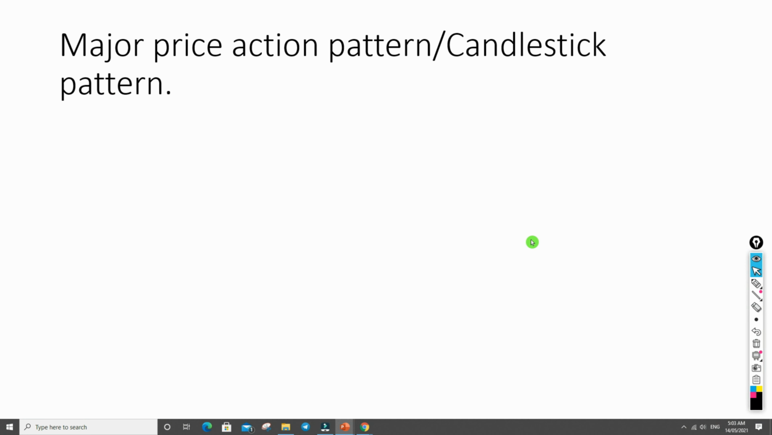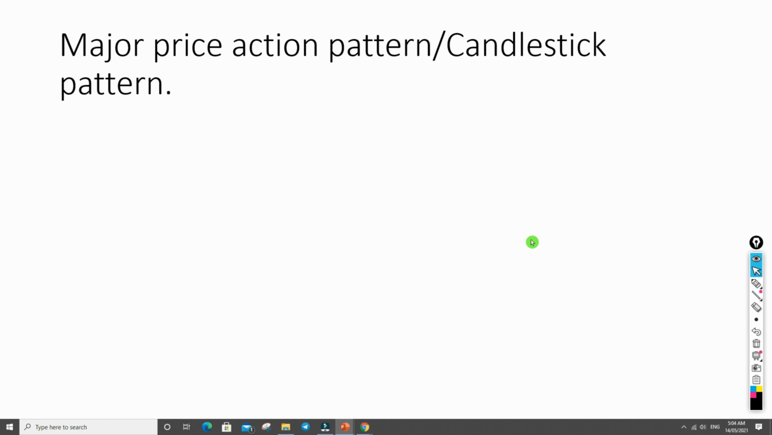Let's move on. Now, major price action patterns or candlestick patterns. So now you have understood how to read candlesticks, how you can identify them in a different time frame, and how you can read the combined candlestick pattern. Now we'll learn major price action patterns or candlestick patterns.